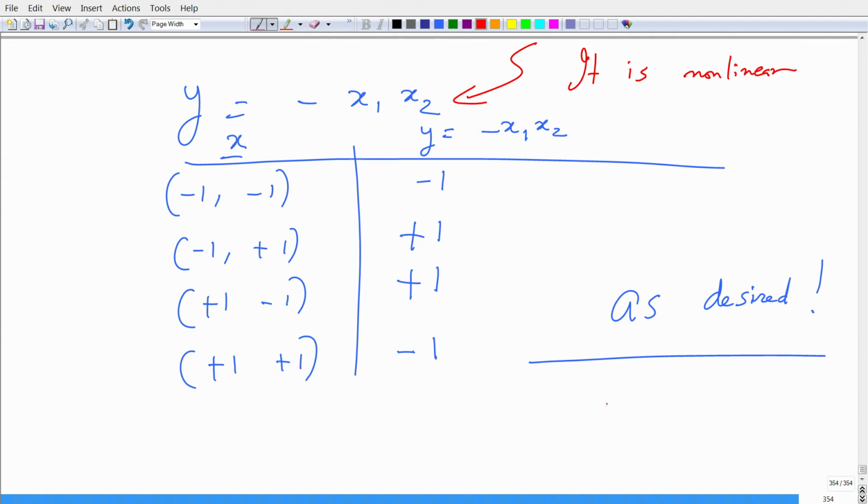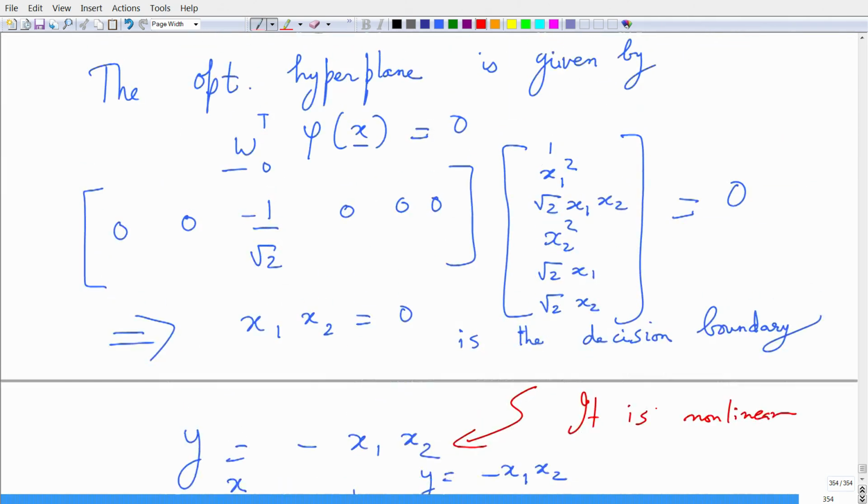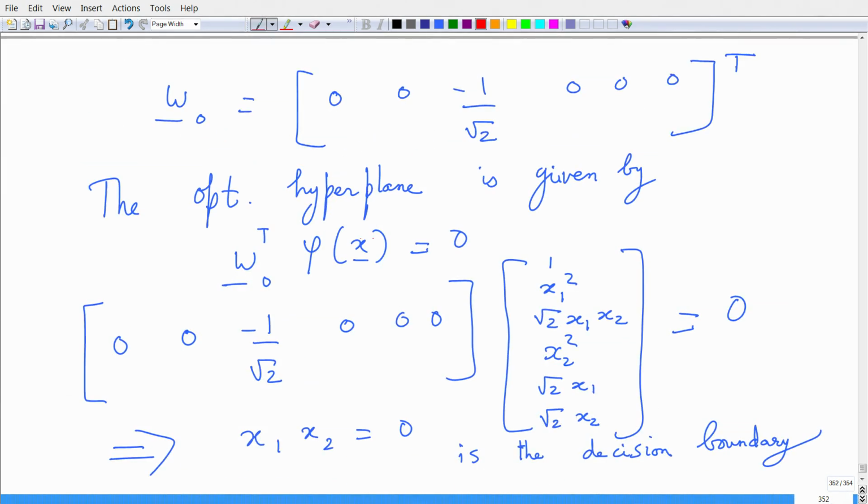Right. I take x1, I take x2, and then I multiply by minus 1 and I get y. This is how I can realize it. But I was able to solve for this y completely using a linear optimization framework, and this is essentially a linear framework.